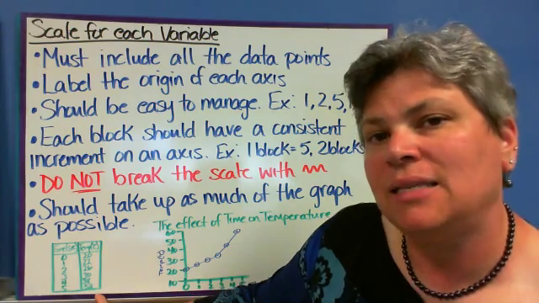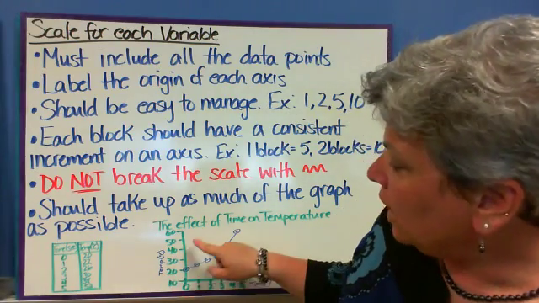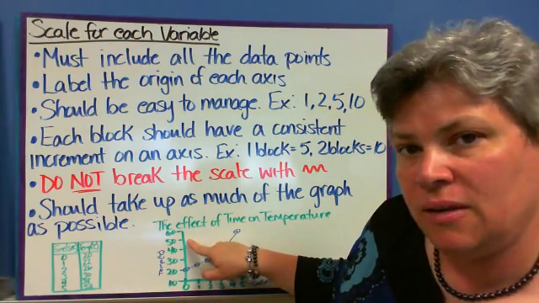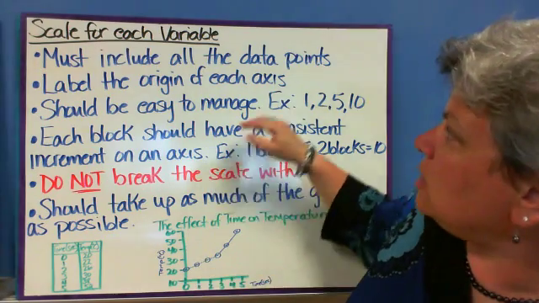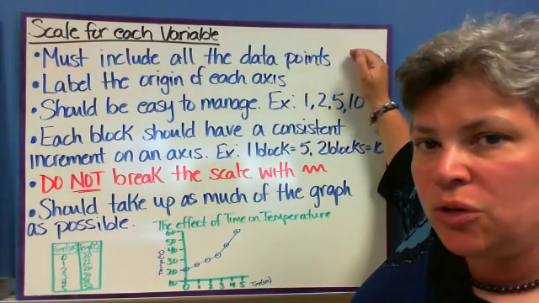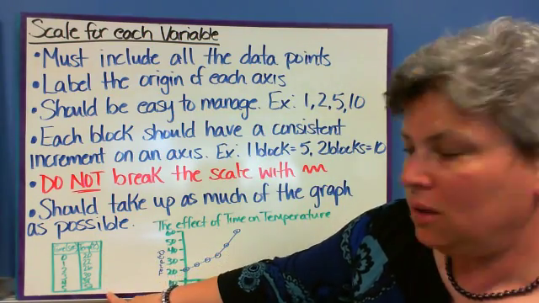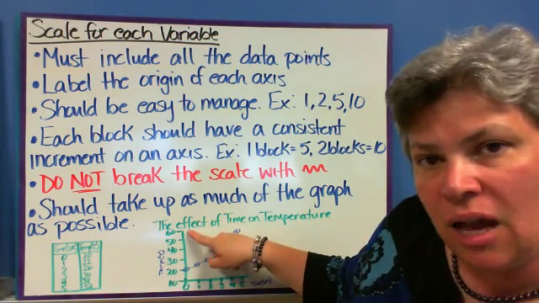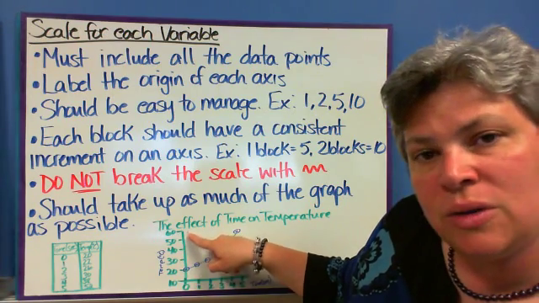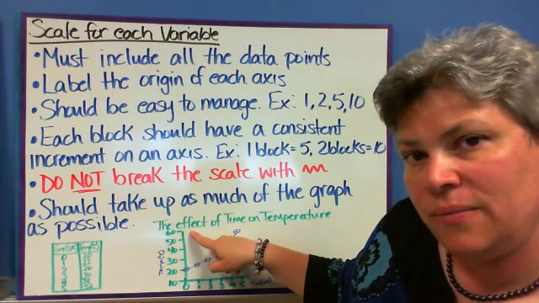52 was my last temperature reading. So could I stop my scale at 50? No, because the first thing says I have to include all of my data points. 52 is a data point, which means I had to put 60 on there so that 52 was included in my scale.